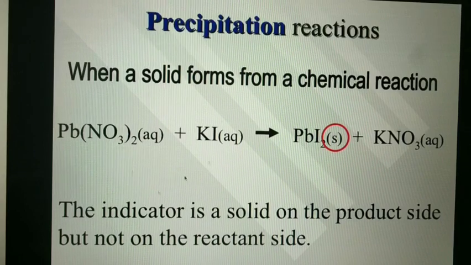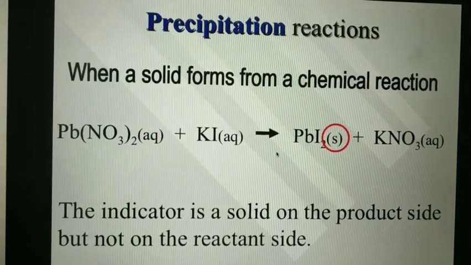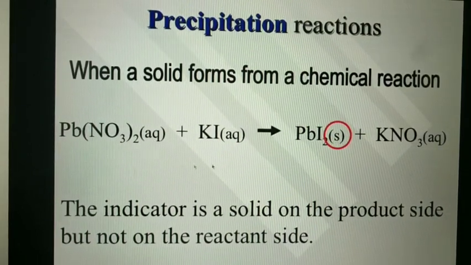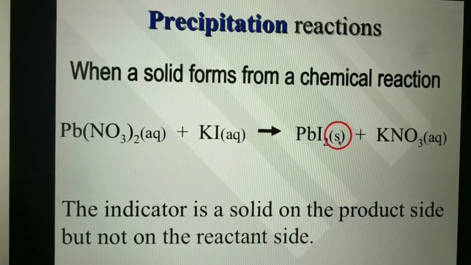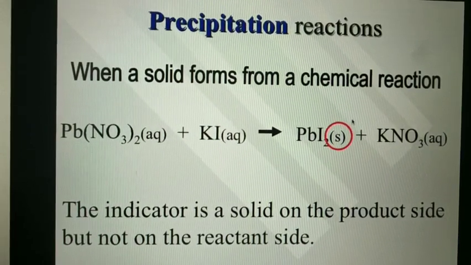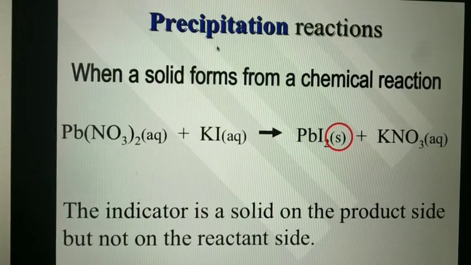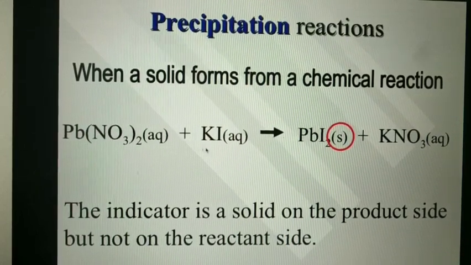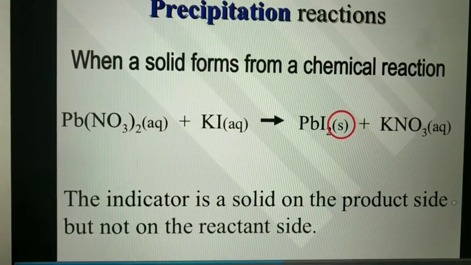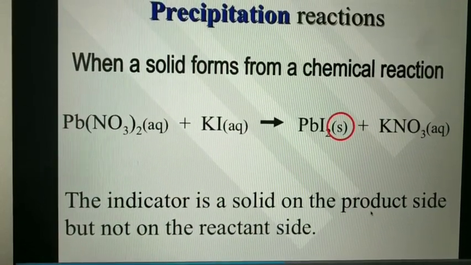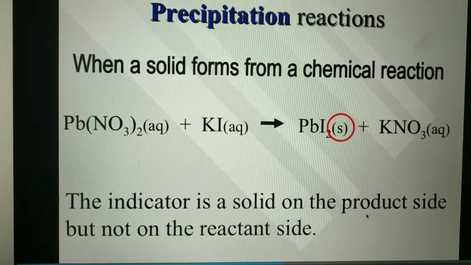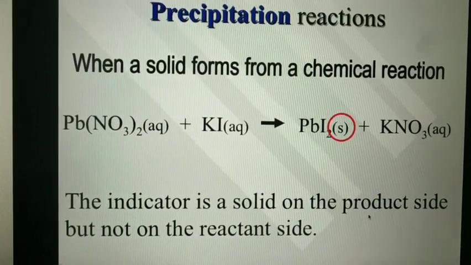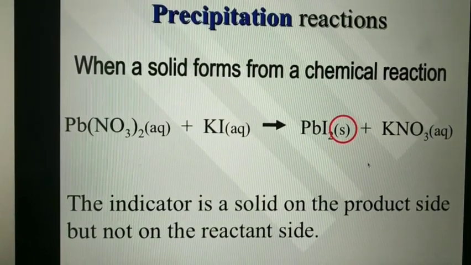Now what are the indicators? How can you identify that the particular reaction is a precipitation reaction? The indicator is a solid on the product side. You see aq for aqueous, s for solid. We can put a downward arrow to specify the precipitate. The indicator is a solid on the product side but not on the reactant side. One reaction is given of silver nitrate and sodium chloride. Silver chloride is formed and sodium nitrate aqueous will be there. The silver chloride is a white precipitate. So this is all about precipitation reaction.